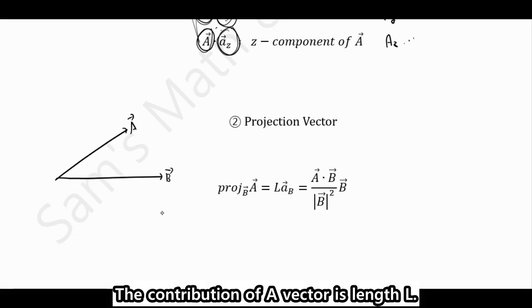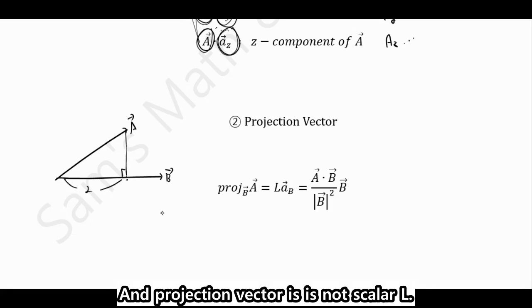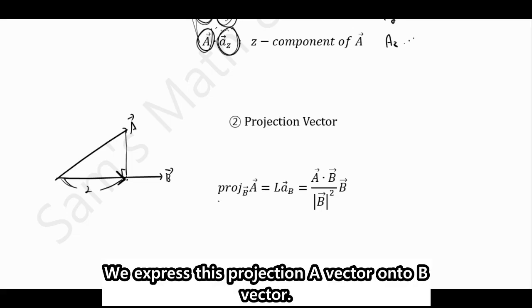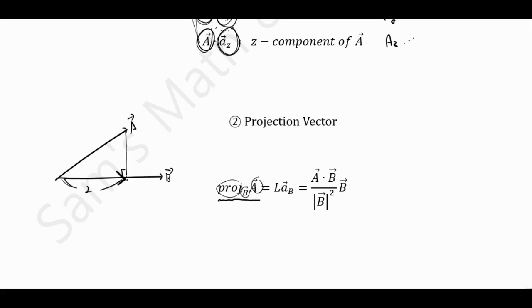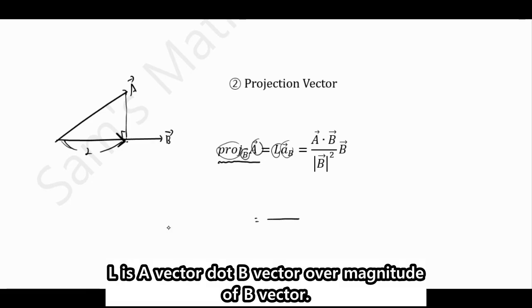The contribution of A vector is length L, and the projection vector is not scalar L. This vector is the projection vector. We express this projection of A vector onto B vector, so this can be calculated as L multiplied by the unit vector a_B. L is A vector dot B vector over the magnitude of B vector.